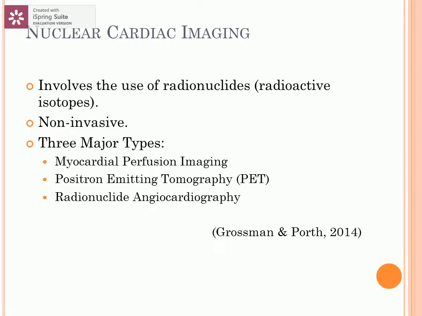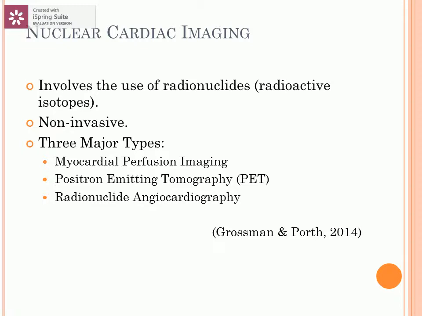PET scan, positron emission tomography. It uses positron emitting agents to demonstrate perfusion and metabolic status of the myocardium. During ischemia, the heart shifts from fatty acids to glucose metabolism. So by using a positron emitting agent that's derived from glucose, clinicians can actually see where the ischemia or reduced blood flow is occurring by observing the areas of persistent glucose metabolism.